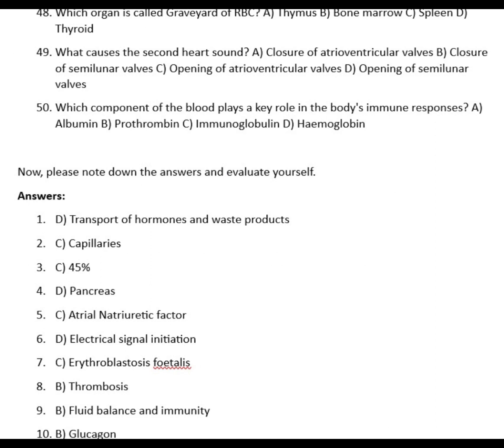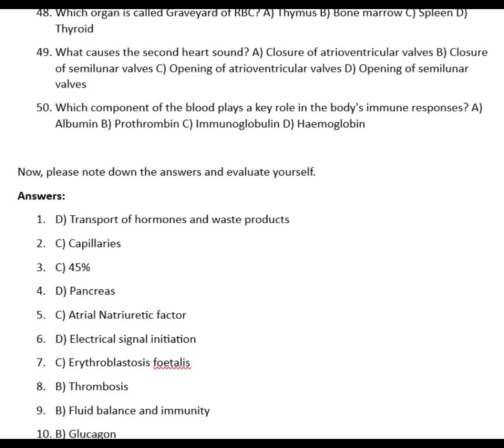48. Which organ is called the graveyard of RBC? A. Thymus. B. Bone marrow. C. Spleen. D. Thyroid. 49. What causes the second heart sound? A. Closure of atrioventricular valves. B. Closure of semilunar valves. C. Opening of atrioventricular valves. D. Opening of semilunar valves.